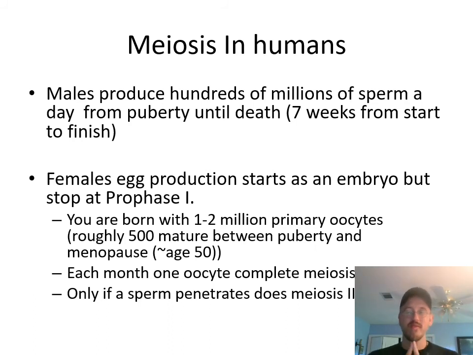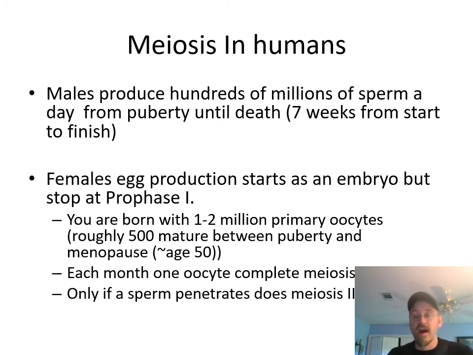One of my students brought this up, and it's kind of interesting to think about. The egg that made you was in your mom when your mom was in your grandma. Crazy. Okay. Female egg production starts as an embryo, but stops at prophase 1, which we'll learn about in a minute. So you start making eggs when you're in the womb.